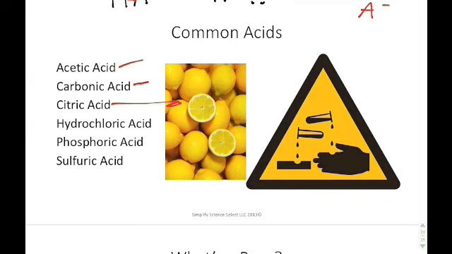Hydrochloric and sulfuric acid are strong acids that we tend to use in the laboratory. And then phosphoric acid you can find somewhat in Coke, like Coca-Cola or any sort of carbonated drink. Oh, well, it's not actually in there. We'll get into that a little bit later.